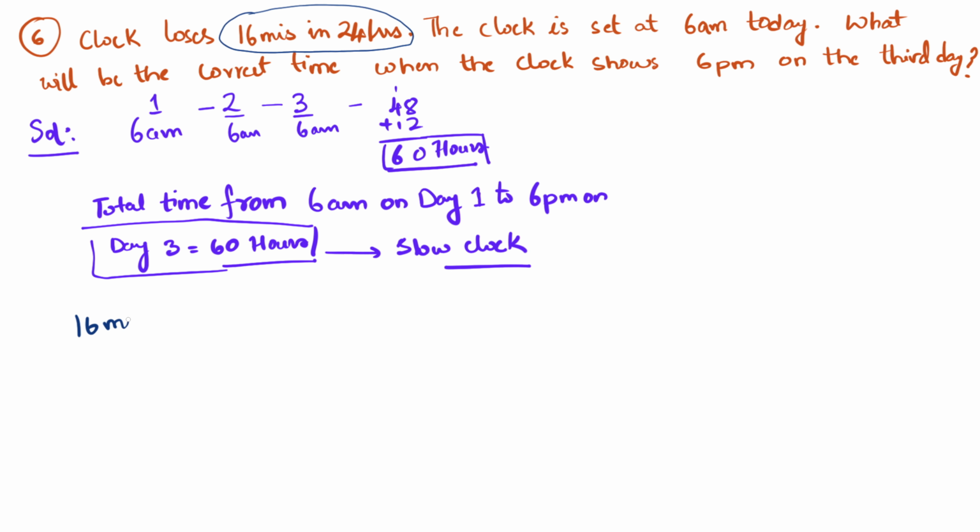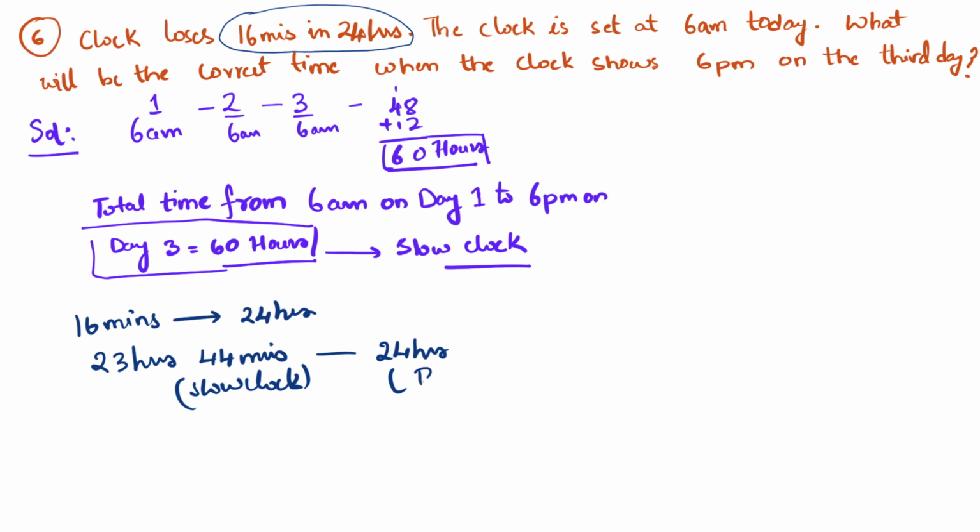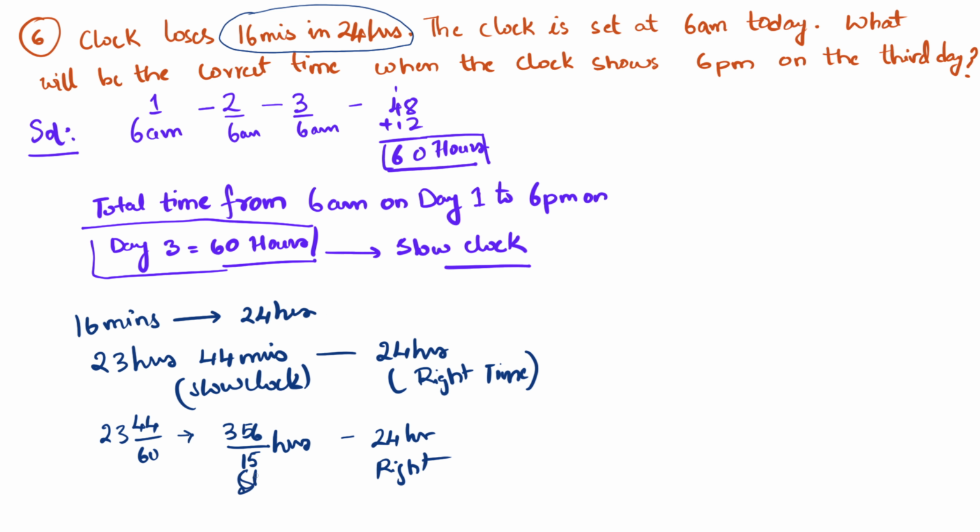And it has been mentioned that the clock loses 16 minutes in 24 hours, which means that for a right clock that rolls complete 24 hours, our slow clock will move only 23 hours and 44 minutes. Now converting that into fractions, we get for every 24 hours of the right clock, the slow clock moves only 356 by 15 hours.